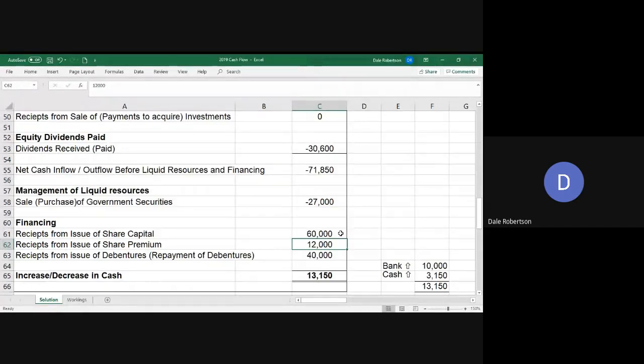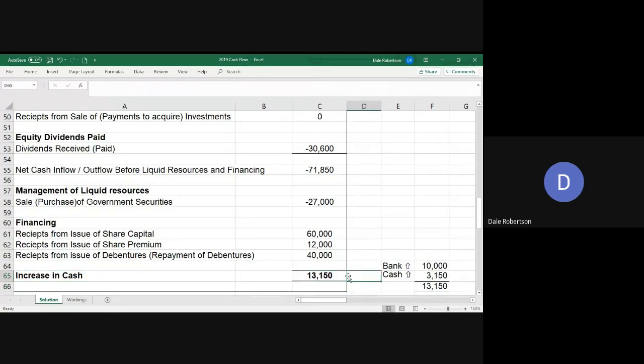And then finally, the repayment or the extra borrowing. Well, we know that we borrowed an extra 40,000. So that is extra cash we have. So that gives you 40,000. The final answer here, the increase or decrease. Again, in this case, I'm going to actually delete this. So to emphasize the point, an increase in cash of 13,150.